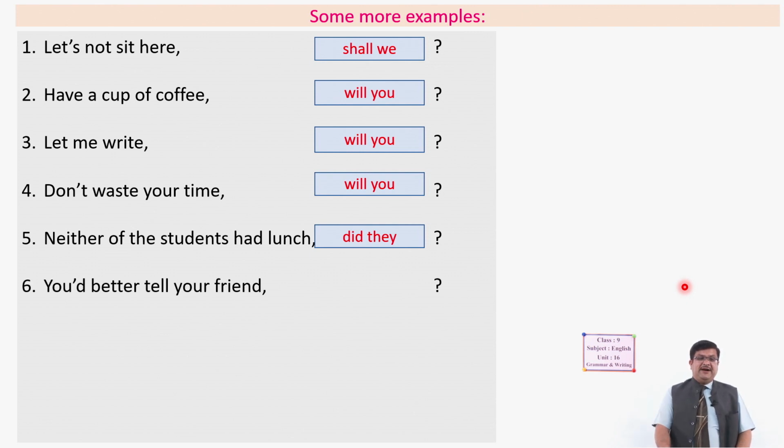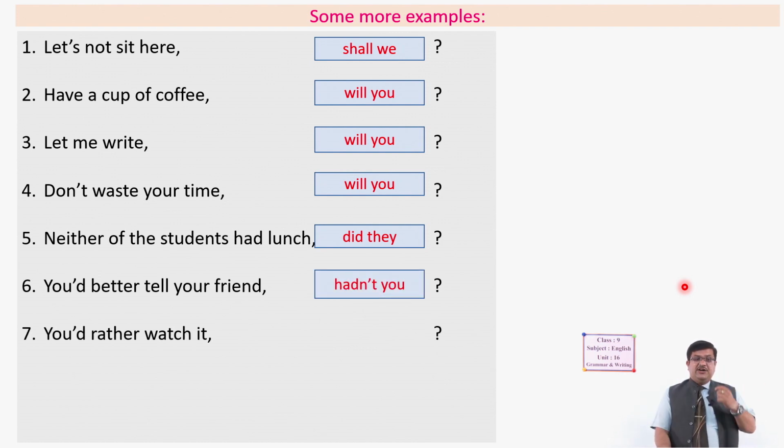You'd better tell your friend. What is our rule? What did we learn just before? Apostrophe d with better. Can you guess? Excellent. You're right. Hadn't you? You'd rather watch it. Apostrophe d with rather. Can one of you guess? We have just discussed this concept.